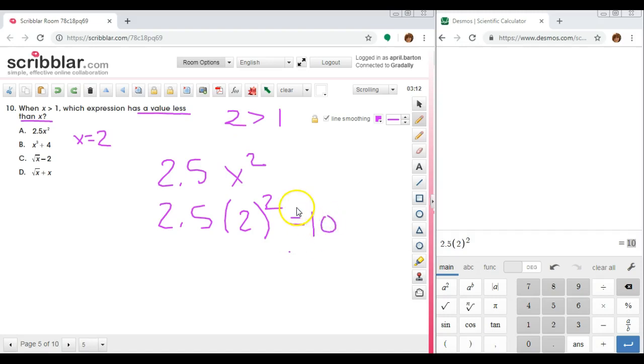So 10 is bigger than 2, and we wanted a value less than the 2 we picked. It's got to be less than x, and we picked x is 2. So A is not our answer. So now we do B.